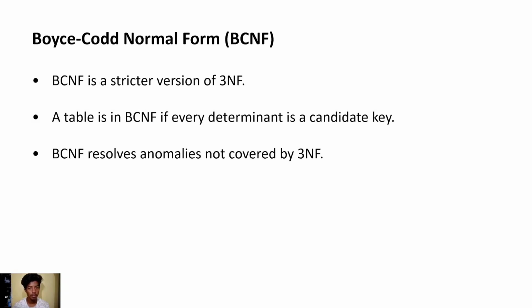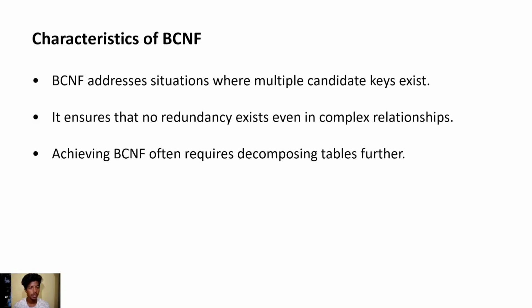Boyce-Codd Normal Form, BCNF. BCNF is a stricter version of 3NF. A table is in BCNF if every determinant is a candidate key. BCNF resolves anomalies not covered by 3NF. Characteristics of BCNF. BCNF addresses situations where multiple candidate keys exist. It ensures that no redundancy exists even in complex relationships. Achieving BCNF often requires decomposing tables further.